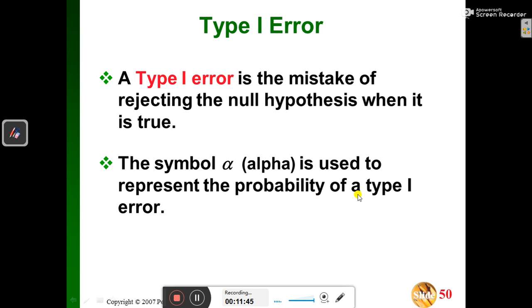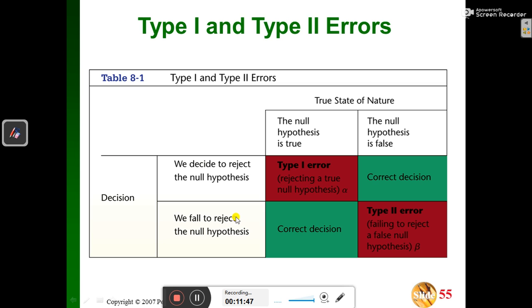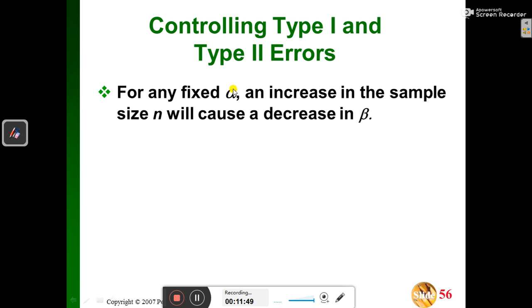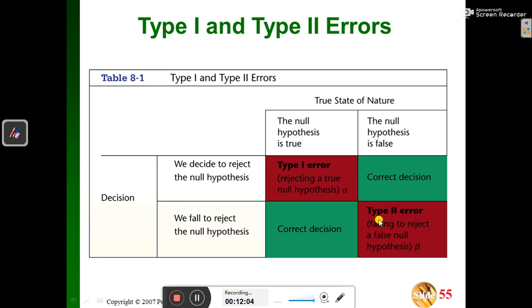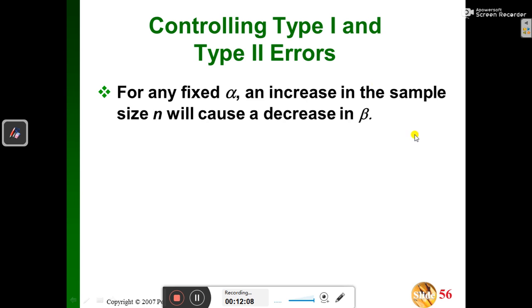Alpha is used to represent the probability of a type 1 error. Here, controlling type 1 and type 2 error works like this: for any fixed alpha, increasing the sample size n will cause a decrease in beta. Beta means type 2 error, which occurs when we fail to reject a false null hypothesis. So failing to reject a false null hypothesis can be decreased using a large sample size.